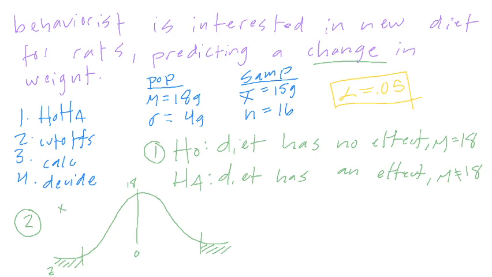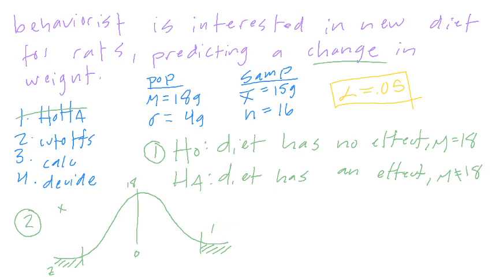Okay, so how do we figure this out? How do we figure out our cutoff scores? We finished the first step and now we're on to our cutoff scores. We're using an alpha level of 0.05. Remember, when we were splitting into two tails, that means we have 2.5% of data in each of these tails.